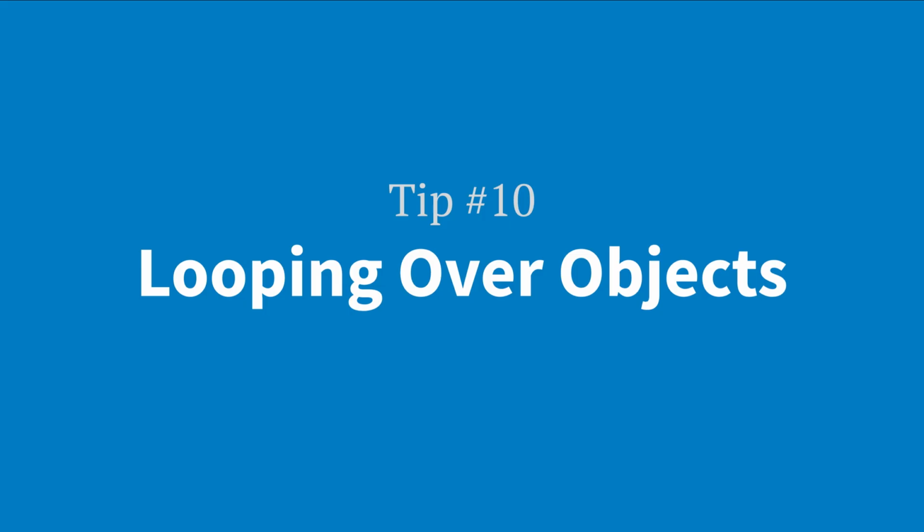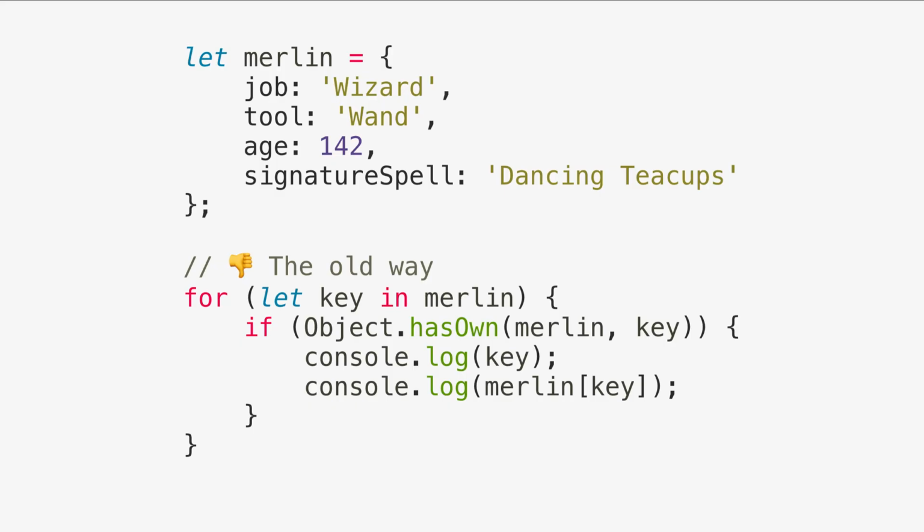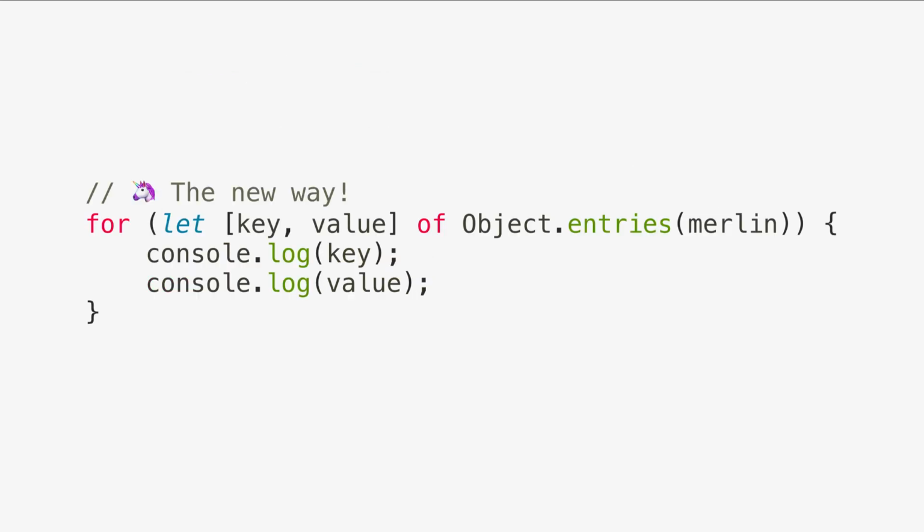Tip number 10, looping over objects. A for-in loop is often used to loop over objects. To get the value of a particular key, you need to use bracket notation to get that key value on the object you're looping over. A cleaner way to loop over objects is by pairing the Object.entries method, which converts an object into an array of key value pairs, with a for-of loop and array destructuring.